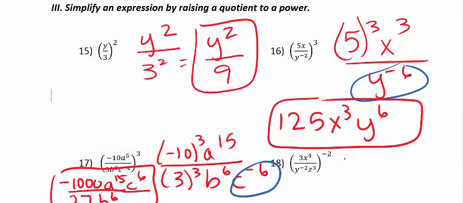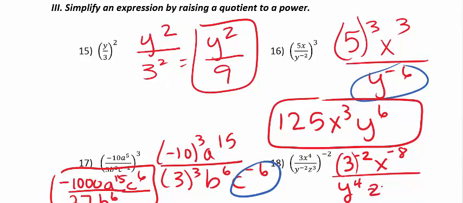We have 3 to the negative 2 power. Multiply the powers on x, so 4 times negative 2 is negative 8. Multiply the powers on y, negative 2 times negative 2 is positive 4. And then on z, we have 3 times negative 2 is negative 6. Well, we have 3 that have negative power, so all of those are going to have to move.